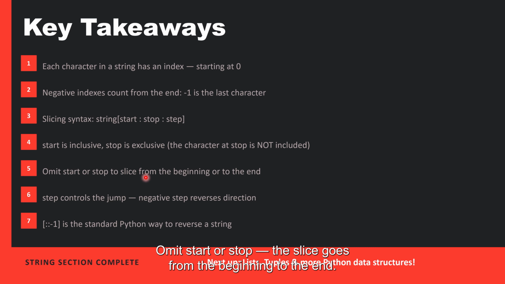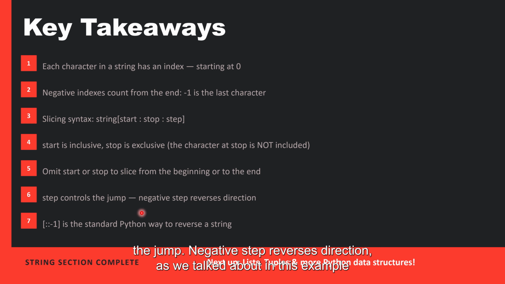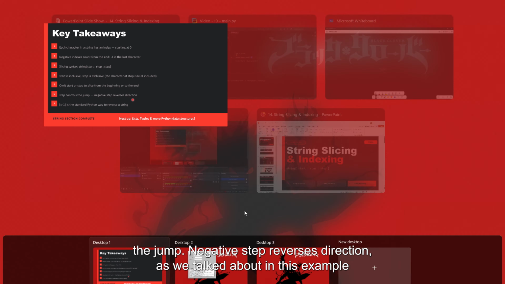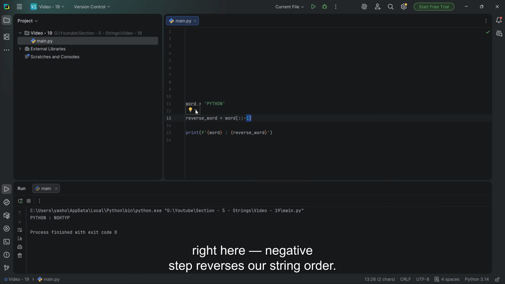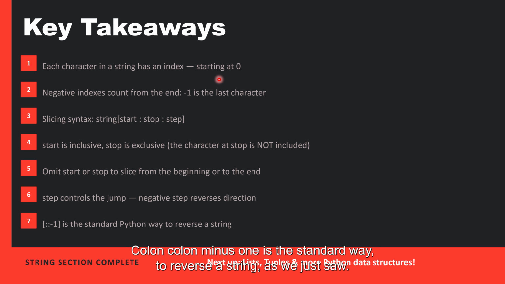Omit start or stop to slice from the beginning to the end. Just double colons and it will give us the whole string. Step controls the jump. Negative step reverses direction. As we talked about in this example right here, negative step reverses our string. Colon colon -1 is the standard Python way to reverse a string, as we just saw.